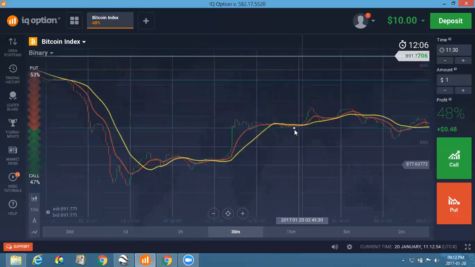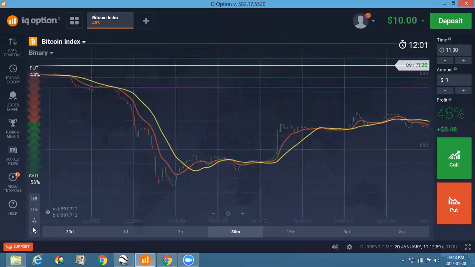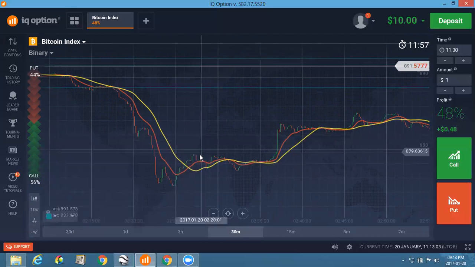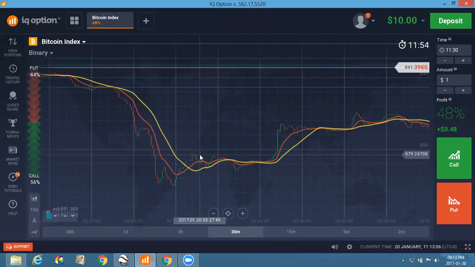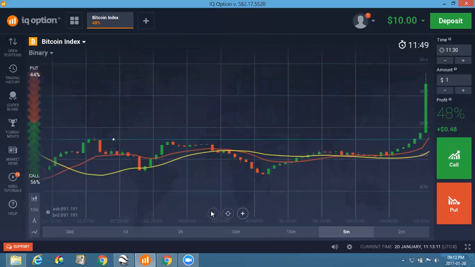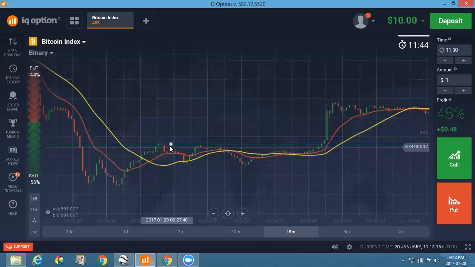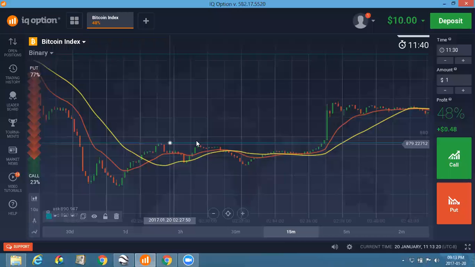No, I actually found a perfect example. I think this one is a good example. You see here, this is our high, right? Let's say now the market is trading below this high.